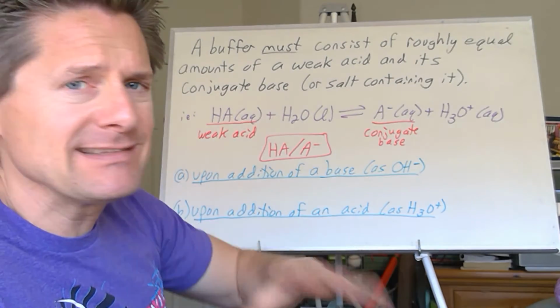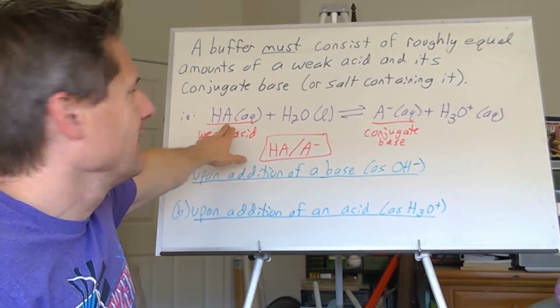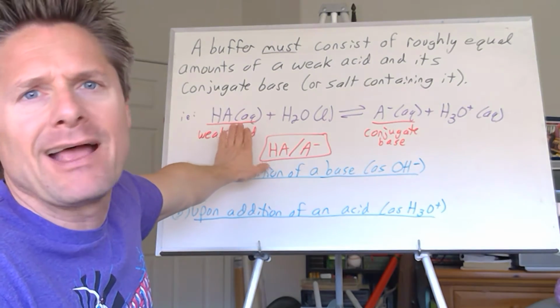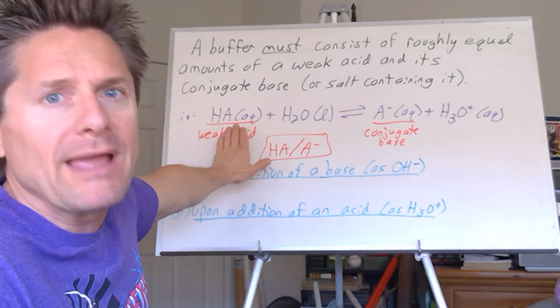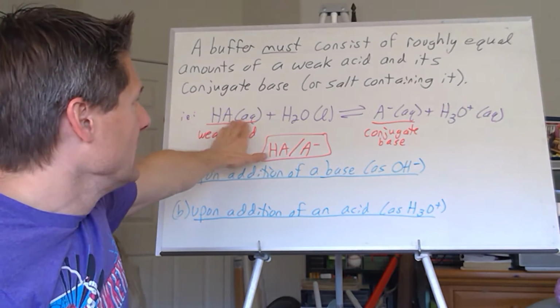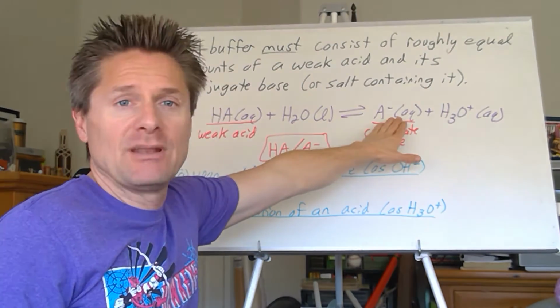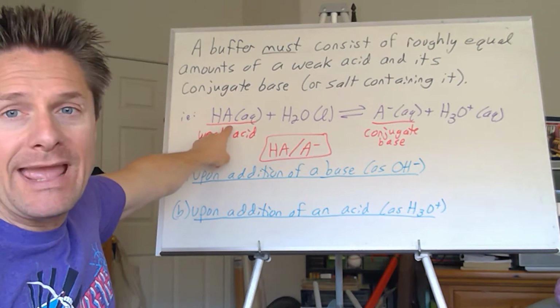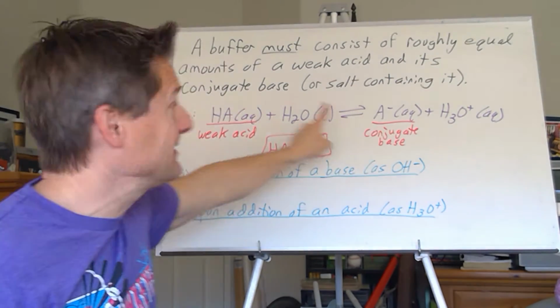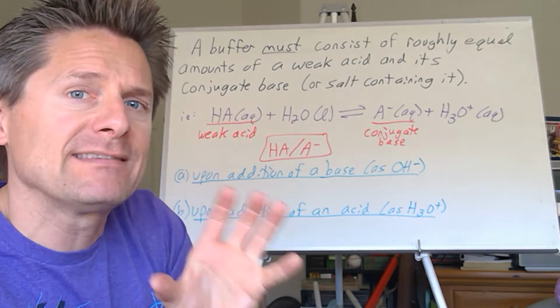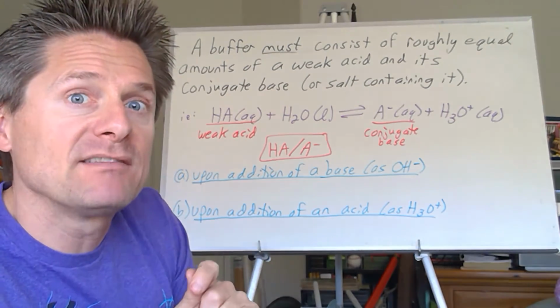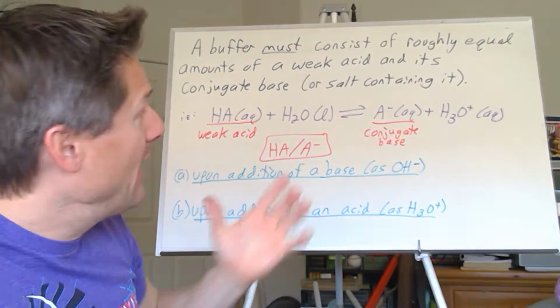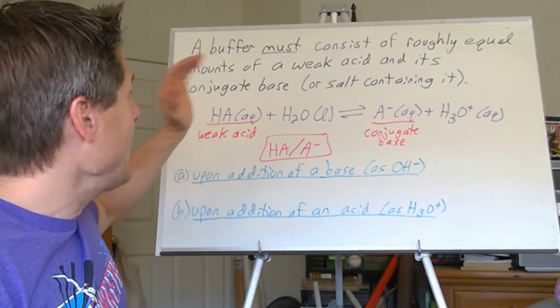But take a look at this. Let's say I take some generic weak acid. That could be acetic acid, hydrofluoric acid, bromous acid, who cares? That'll ionize in water, forming its conjugate base and the hydronium ion. So if I have this weak acid and its conjugate base coexisting in roughly the same amounts in equilibrium, I've got myself a buffer system. Because if I add a base to this, the acid will neutralize it.